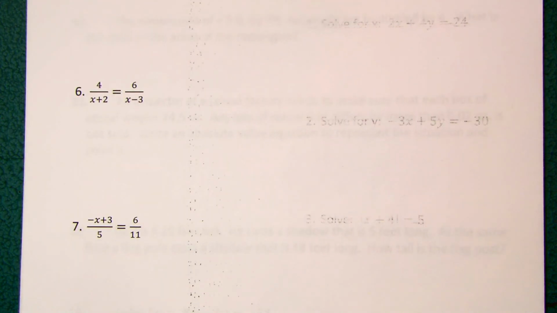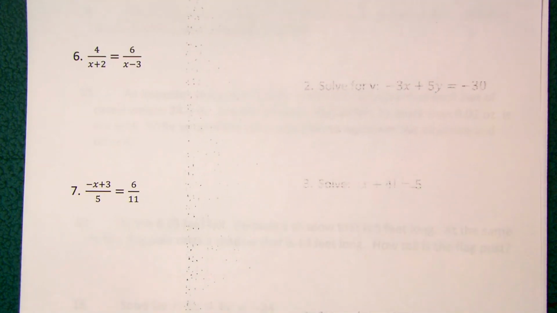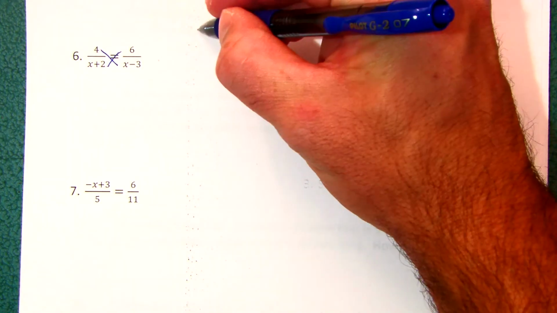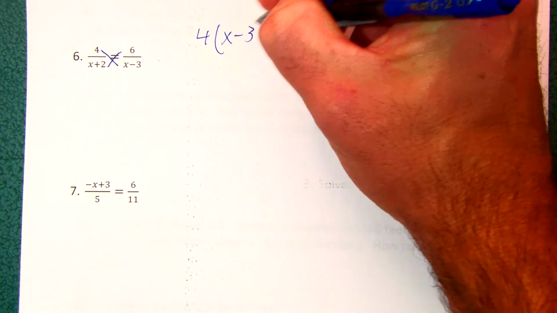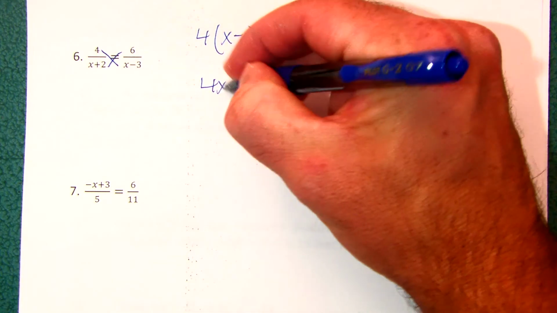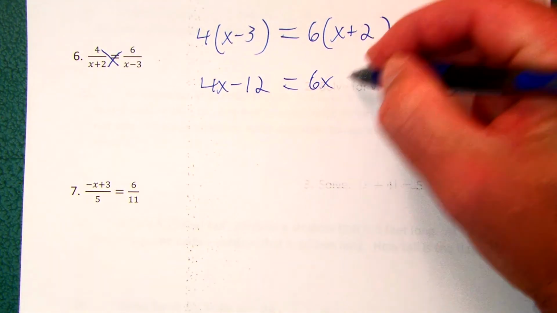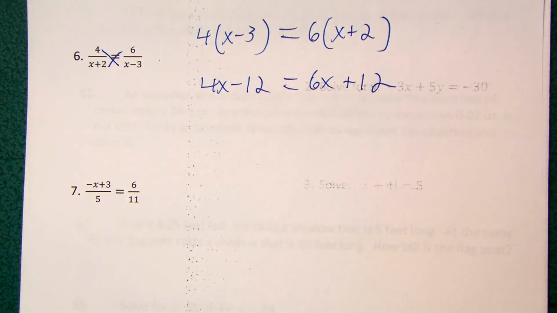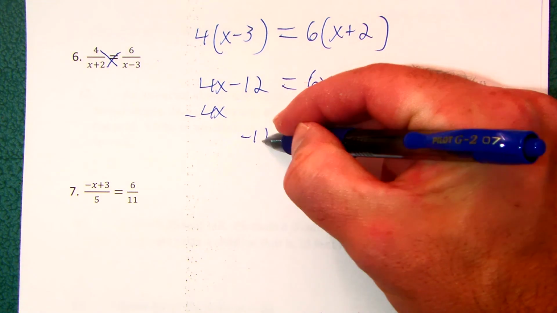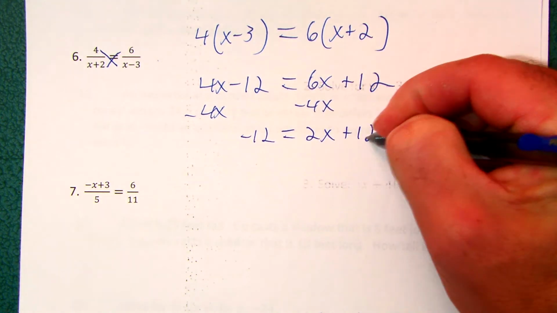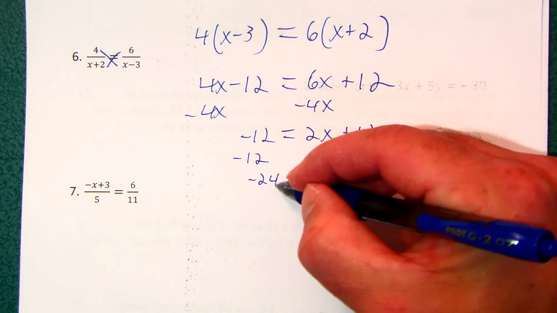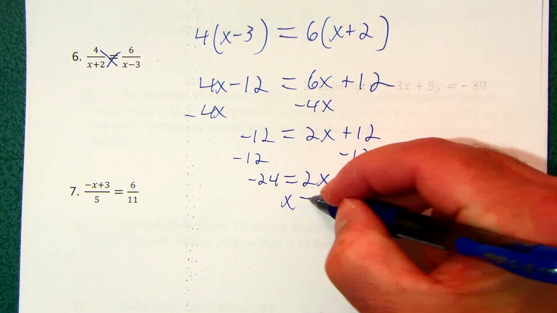All right, next up here, solving proportions. So again, first thing we got to do here is cross multiply. So that means I'm going to have 4 times x minus 3 equals 6 times x plus 2. So it's going to give me 4x minus 12 equals 6x plus 12. So I'm going to subtract 4x from both sides. So I get negative 12 equals 2x plus 12. Then I'm going to subtract 12 from both sides. So that means I'm going to have negative 24 equals 2x. So that means x equals negative 12.